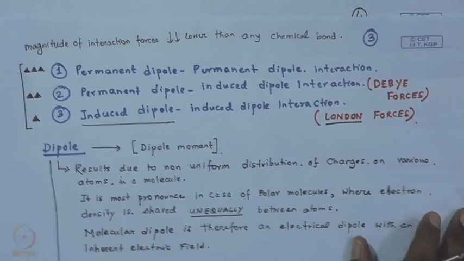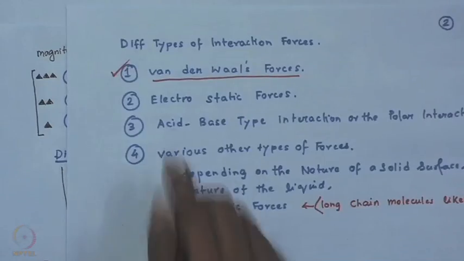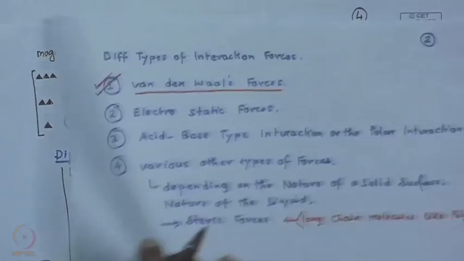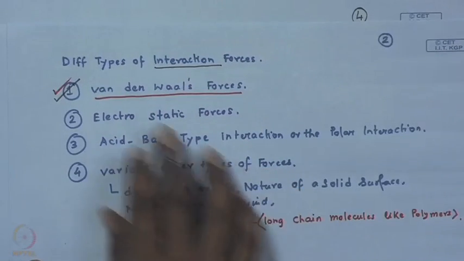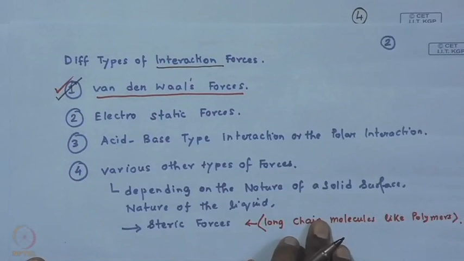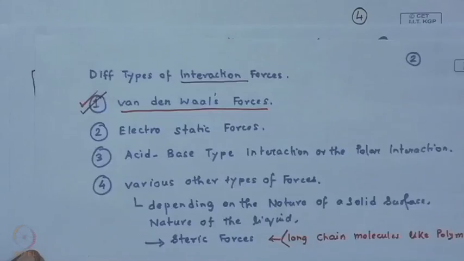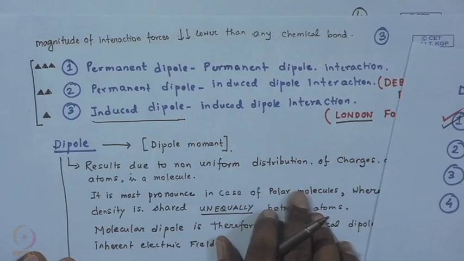So, bonds are much stronger as compared to intermolecular interactions, and amongst the intermolecular interactions, when we talk about the van der Waals forces, there are three. So, we talk about different types of intermolecular interaction forces. We talk about the van der Waals forces, and for once we are talking now in a little greater detail. So, van der Waals forces have three types.